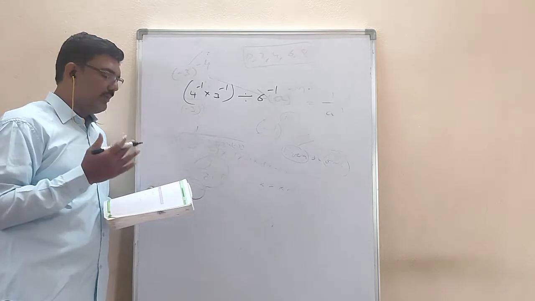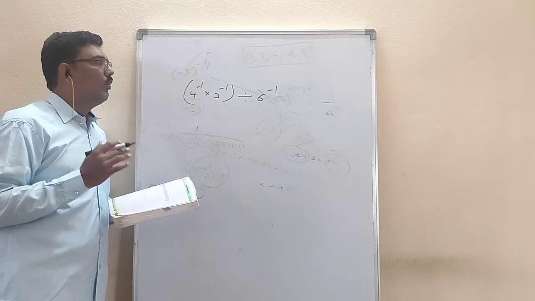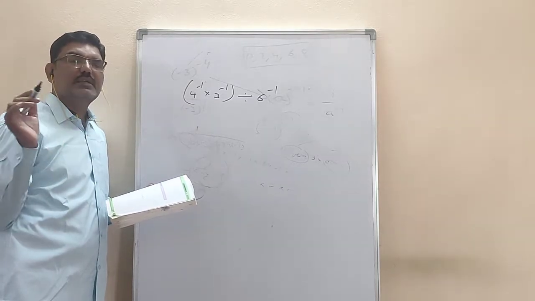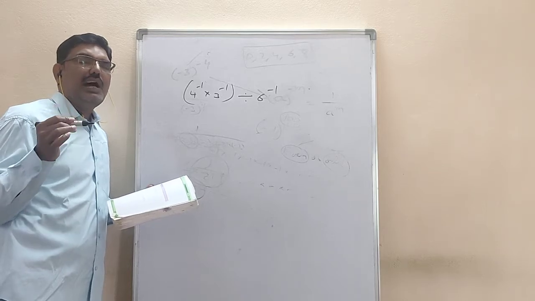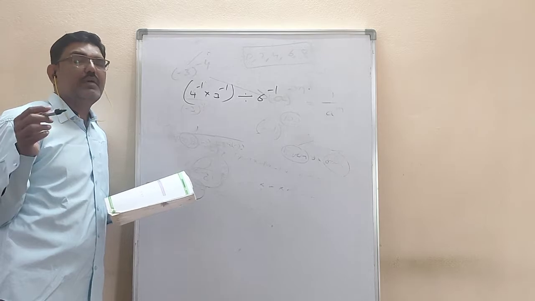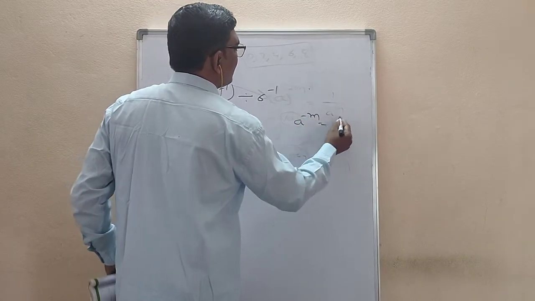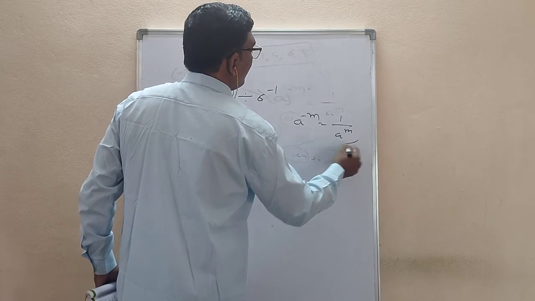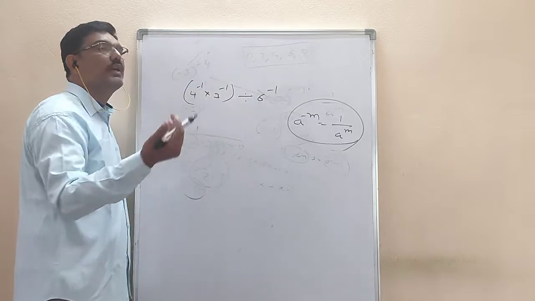For seeing, maybe it is difficult, but it is a very easy problem. So what I said: in a power, if you are seeing a minus, you have to remember one formula in which the power is minus. The same formula: a to the power of minus m is equal to 1 by a to the power of m.